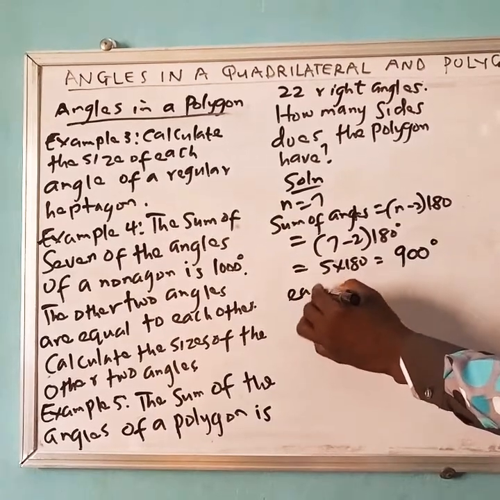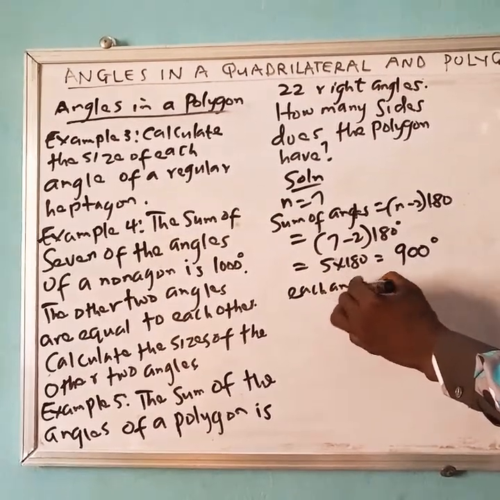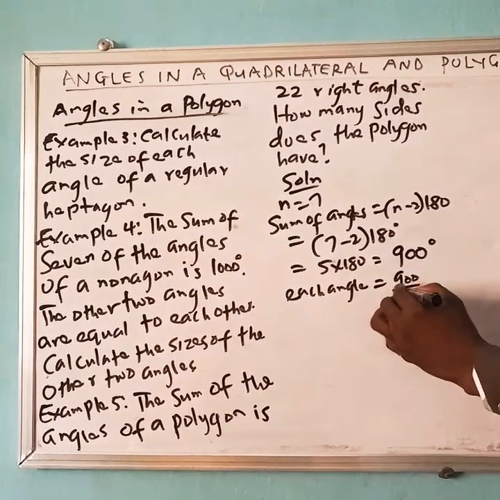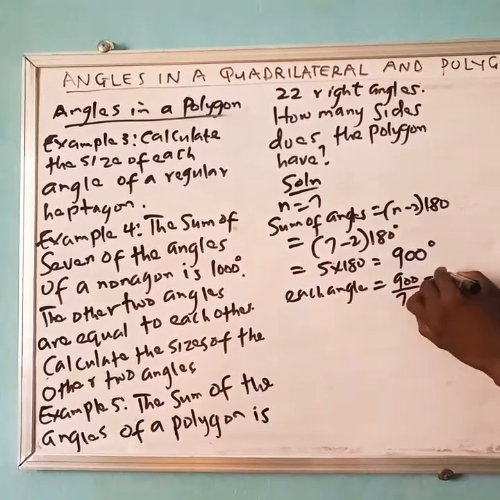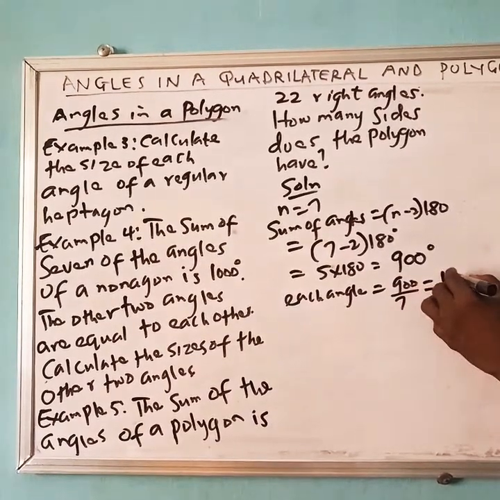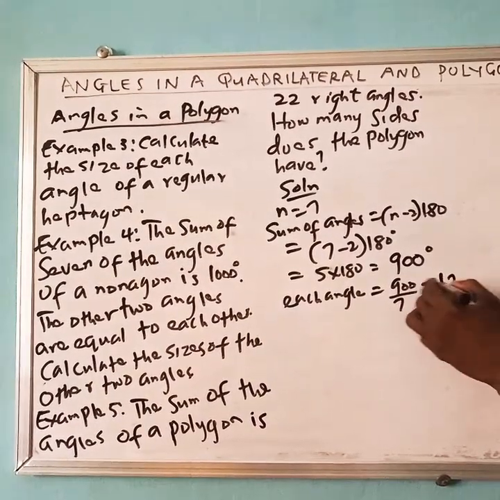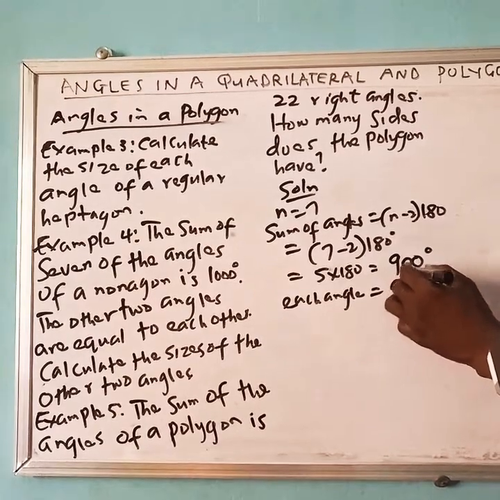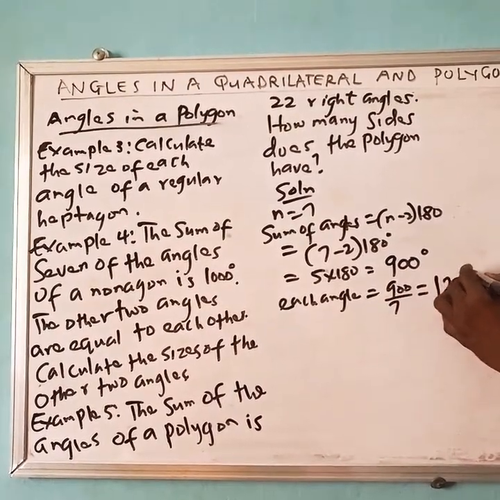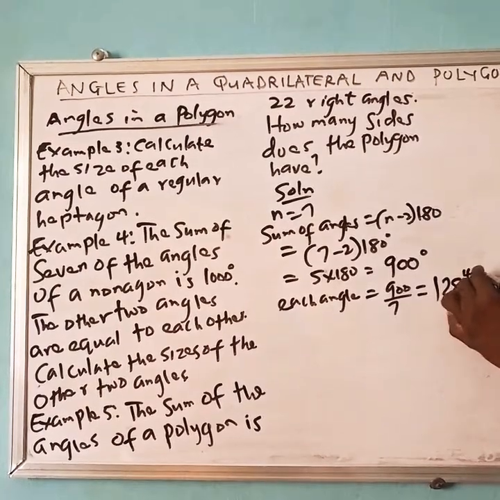So since all the sides are equal, each angle will be 900 divided by 7. So 7 in 9, 1 remainder 2. 7 in 20, 2, that's 14 remainder 6. 7 in 60, 7 times 8, that's 56 remainder 4, plus 7 degrees.